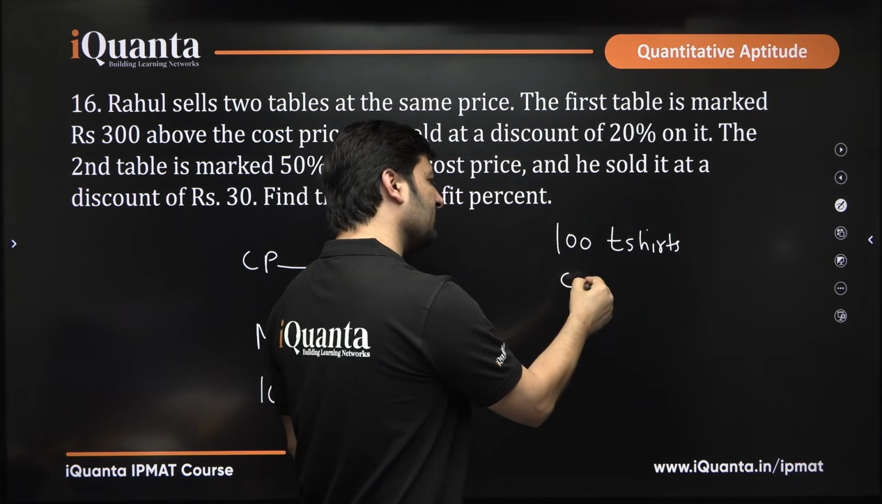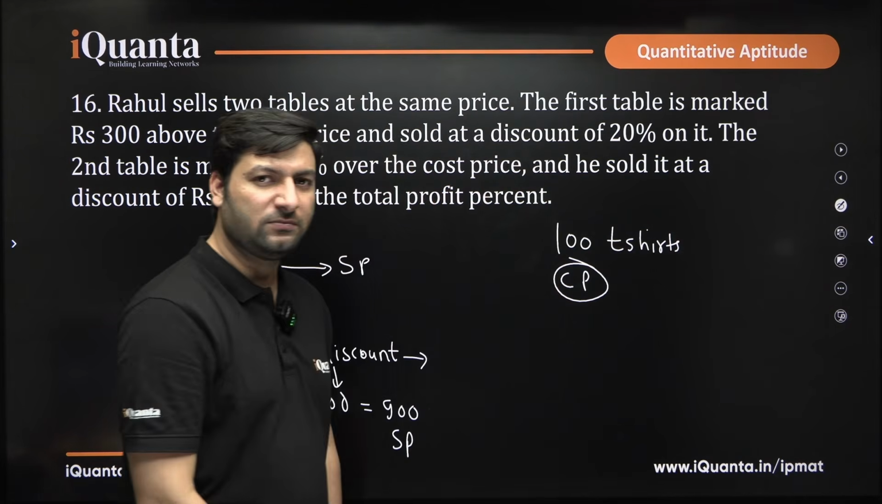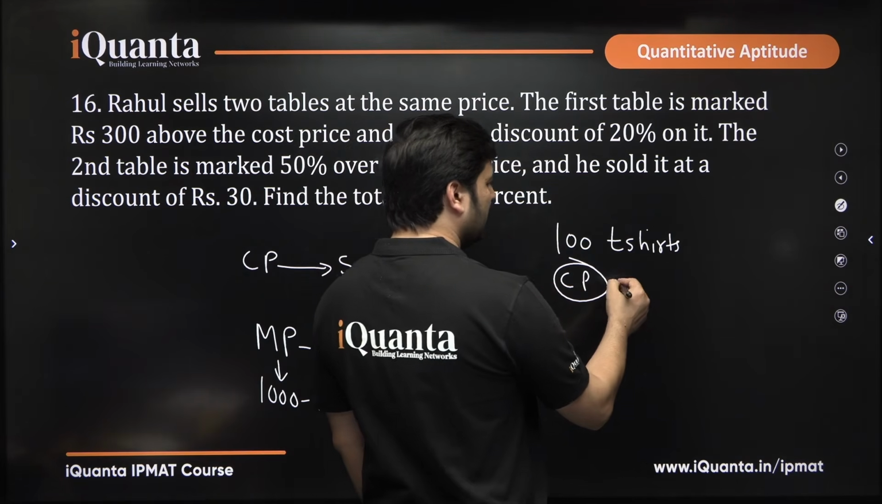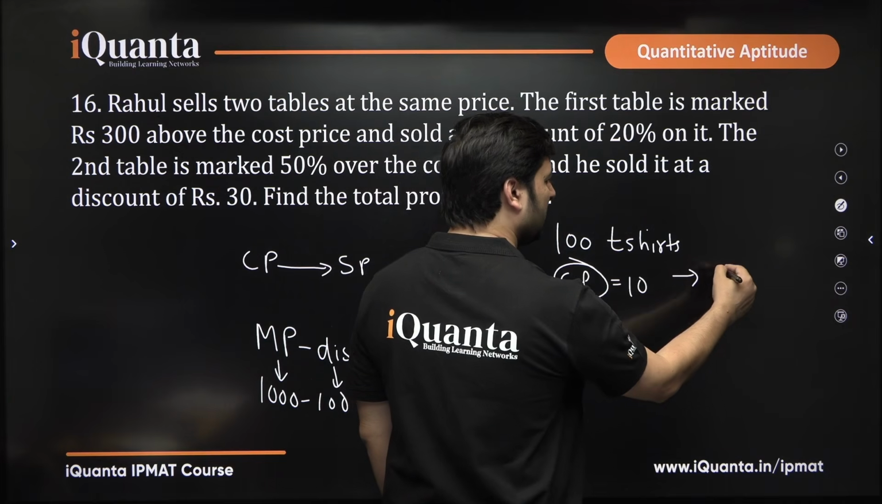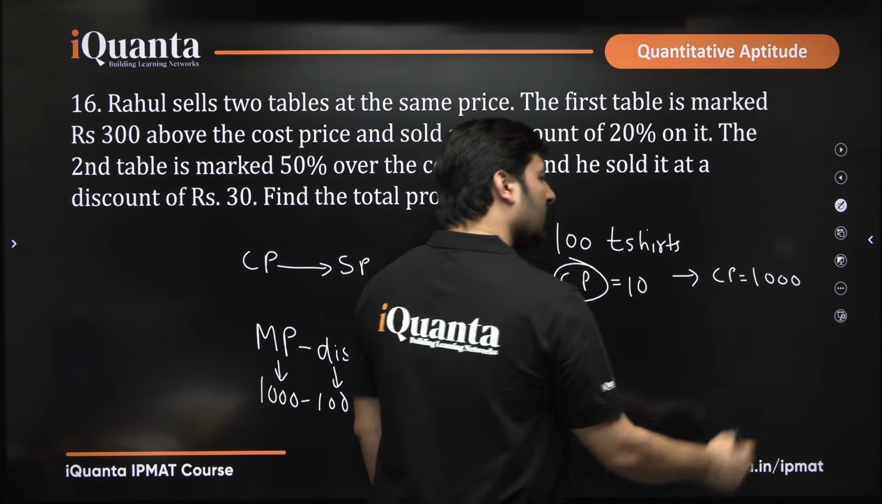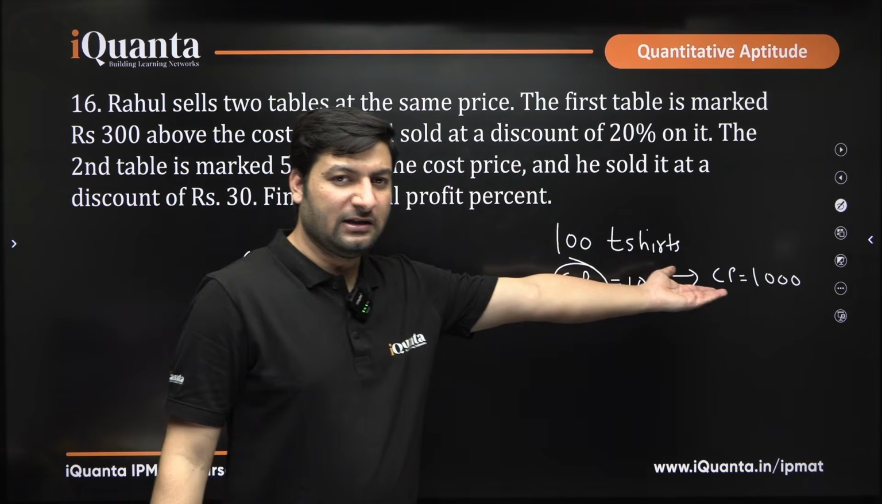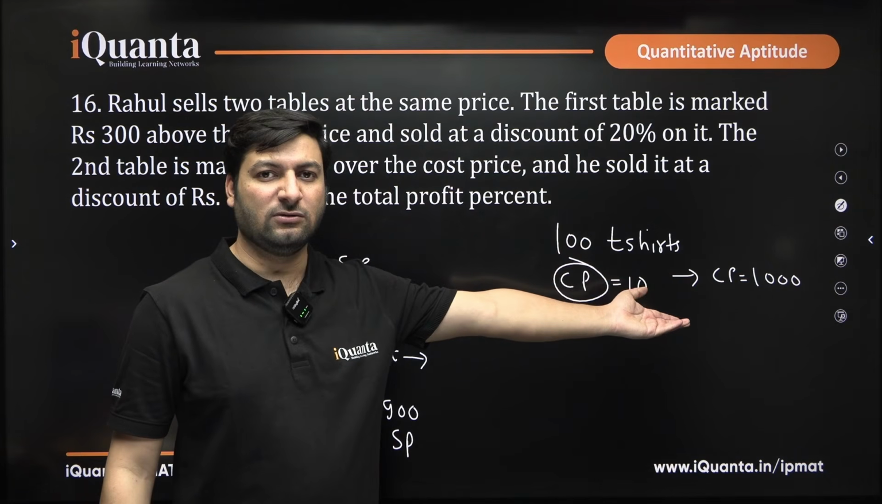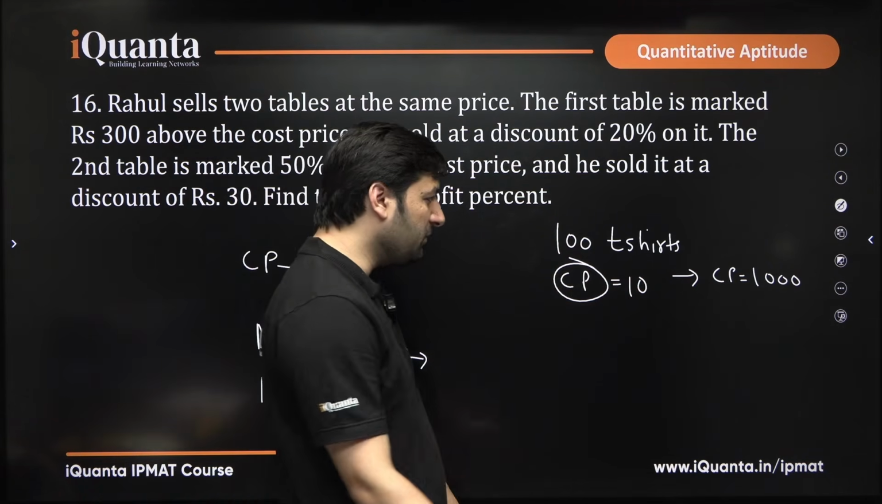I would have paid some price, CP, for each t-shirt, yes or no? Suppose I paid 10 rupees for each t-shirt, my total CP was 100 into 10, that means 1000 rupees. If I sell this article that I have bought at the same price 1000, will I make any profit? No.